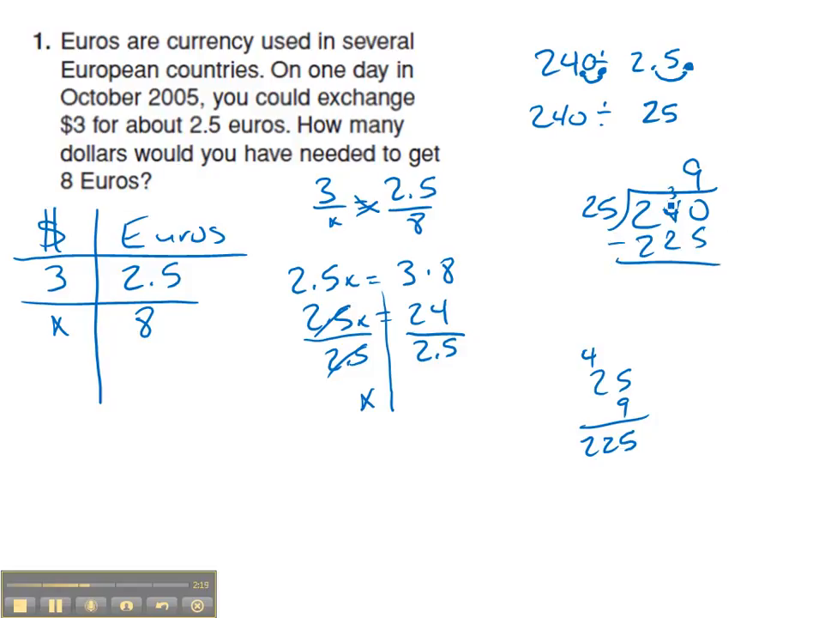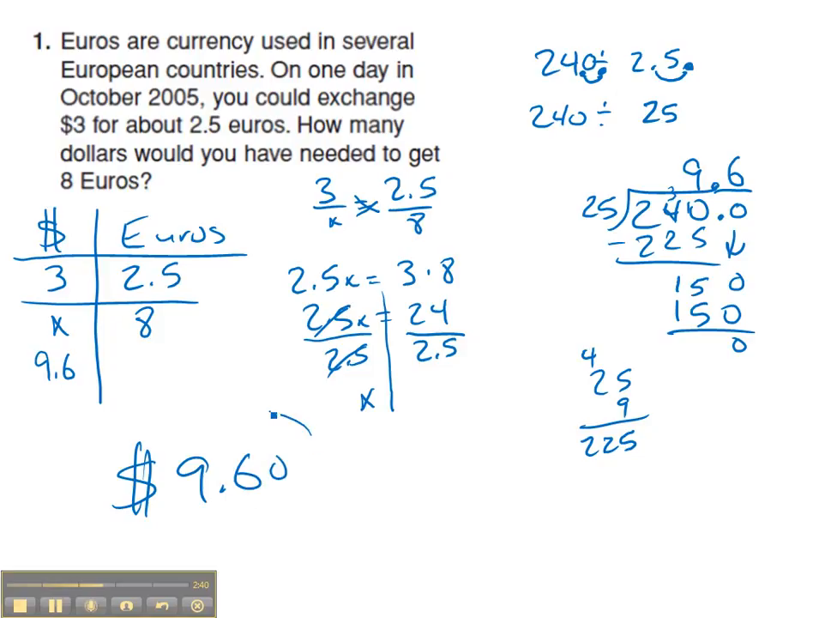Subtract, we get 10 minus 5 is 5, and 3 minus 2 is 1. We want to keep dividing, so we can add a decimal and a 0 and keep dividing, and line up a decimal in our answer. How many 25s in 150? There are 6. 6 25s in 150. Exactly. So the answer is x is 9.6. Since we're talking about dollars, that's $9.60.